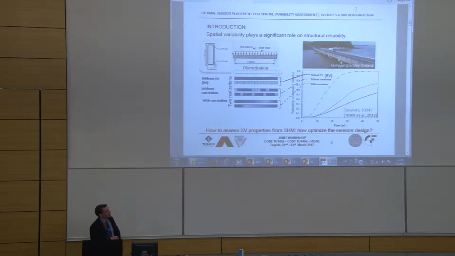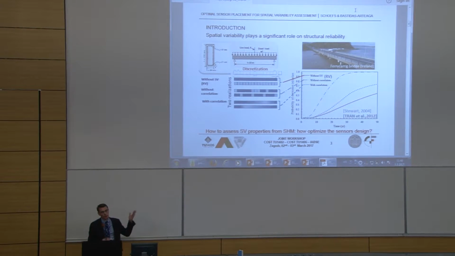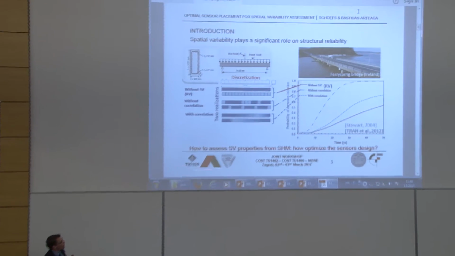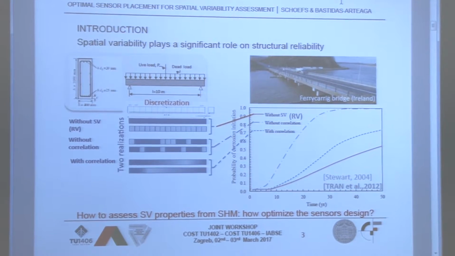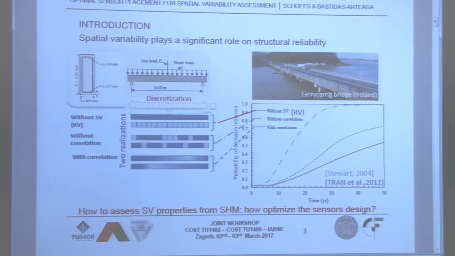So the information about the spatial variability will be in between, and the question will be how to assess this spatial variability from structural health monitoring, and how to optimize sensor placement to do that.